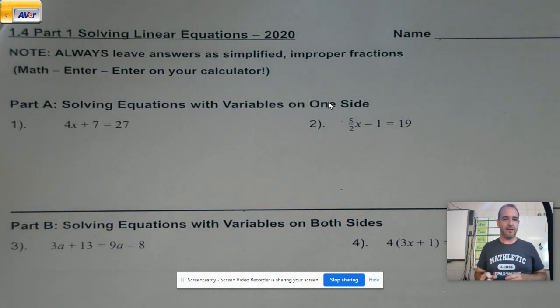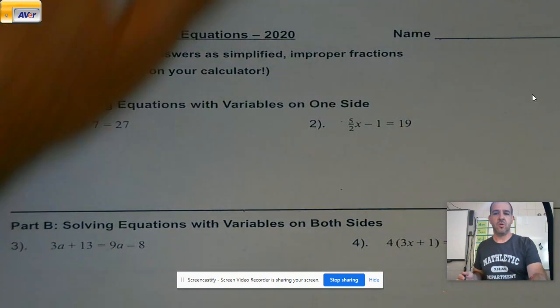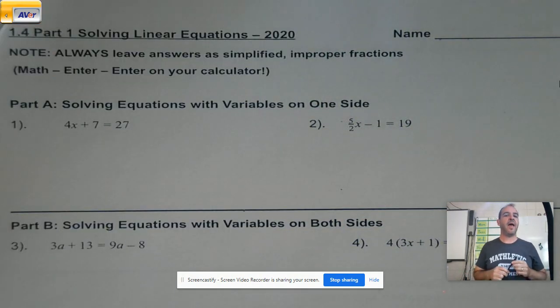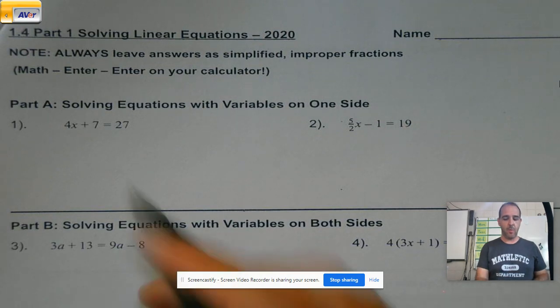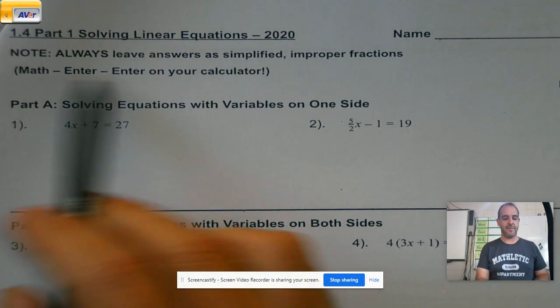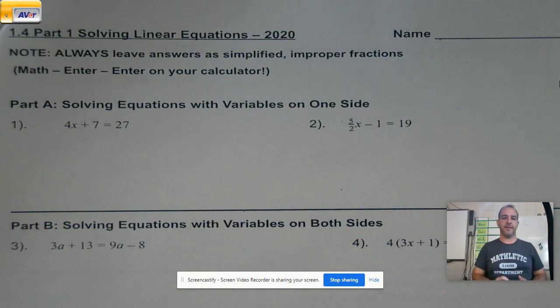So today, note-wise, we are going to be taking a peek at simplifying our answers, again with a little bit of help from the calculator. We're going to be chatting a lot about this using Math Enter, which we introduced a little bit yesterday. Let's just jump right on in here, okay?